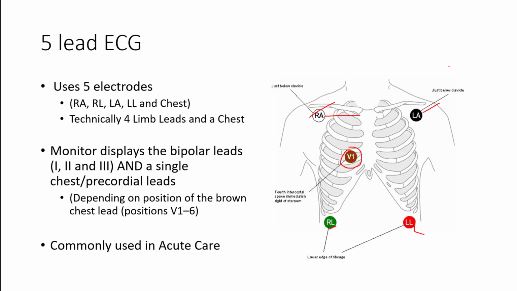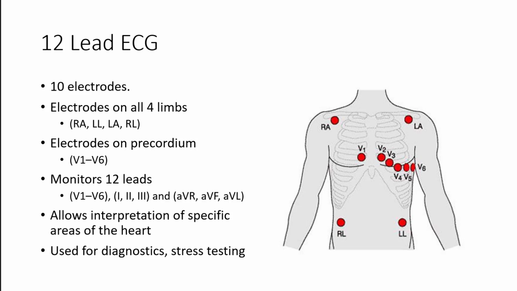And then we can move this chest lead to a different location to give us a different lead. So we can put this here, get V6, put it here to get V2, if we want to look at different views. Now, then a 12 lead, this is where things get really confusing, right? We use only 10 electrodes, but we get 12 leads, right? So again, leads, electrodes aren't exactly the same thing. For this, we'll place our 4 limb electrodes, right? So right arm, left arm, right leg, left leg, right?